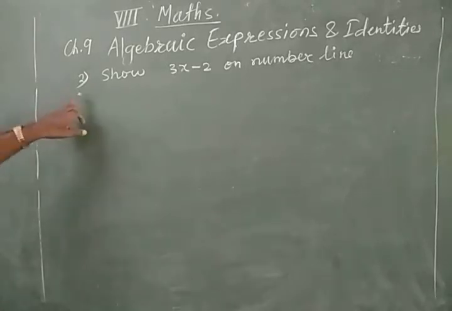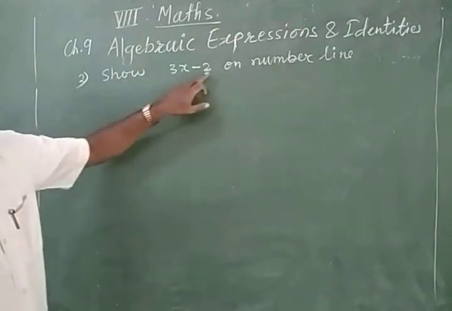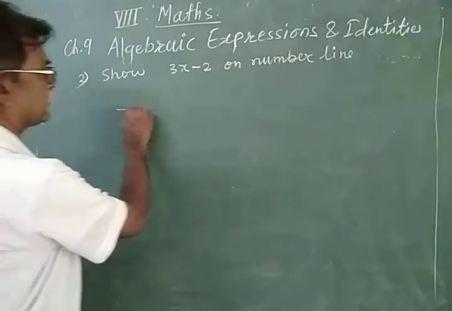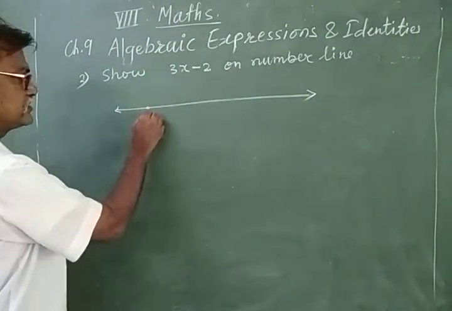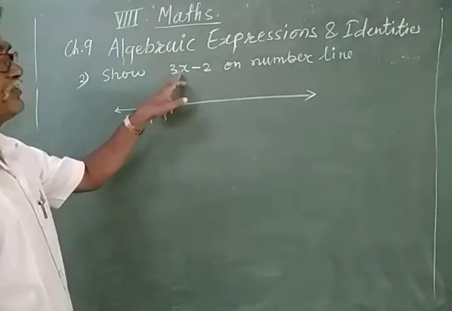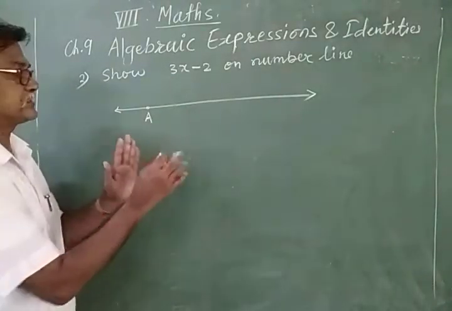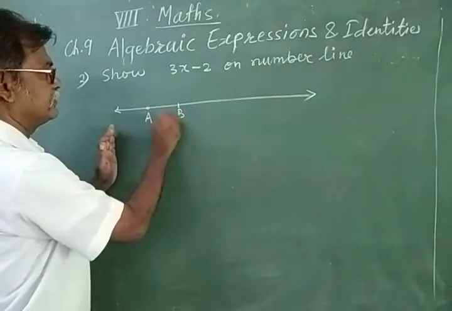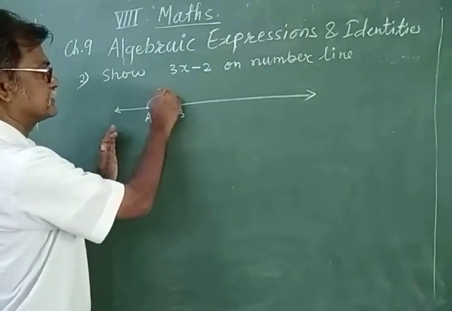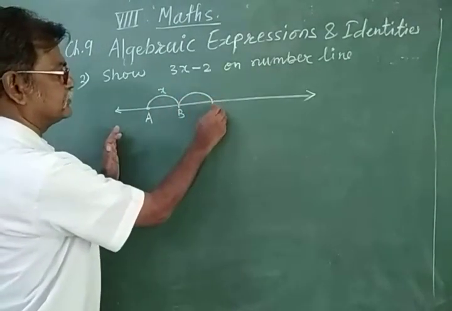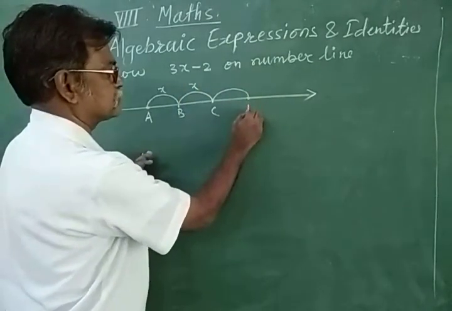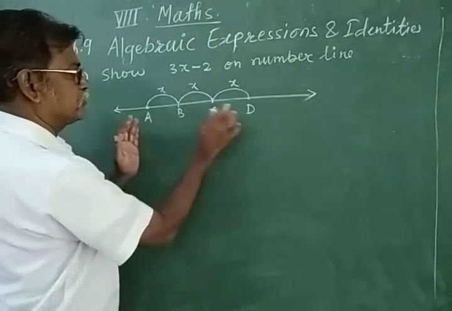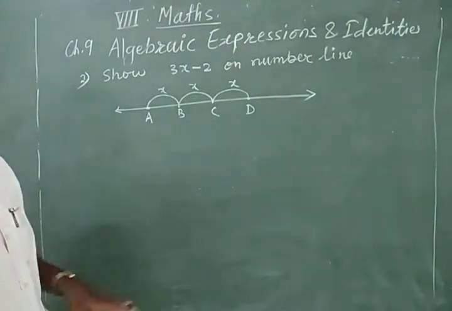Now second example, show 3x minus 2 on the number line. Draw the number line. Start from somewhere. We want 3x, meaning 3 times x. So say this distance AB is x, BC is also x, and CD is also x. So A to D is 3x.